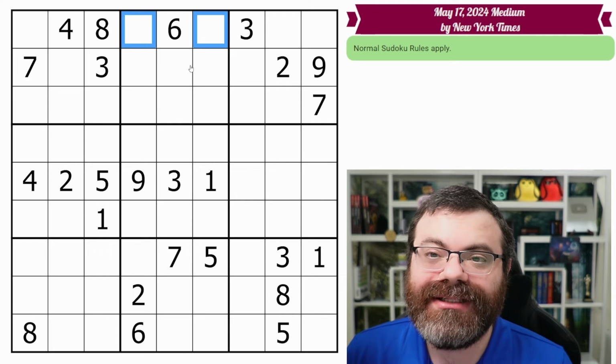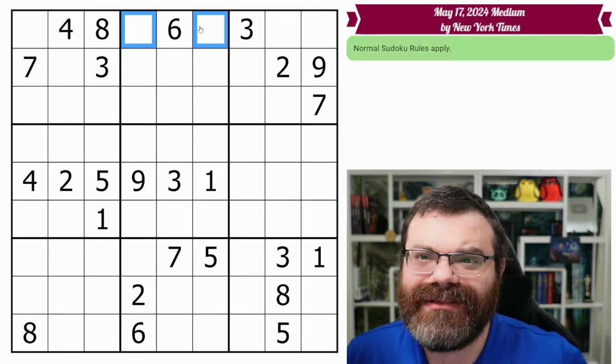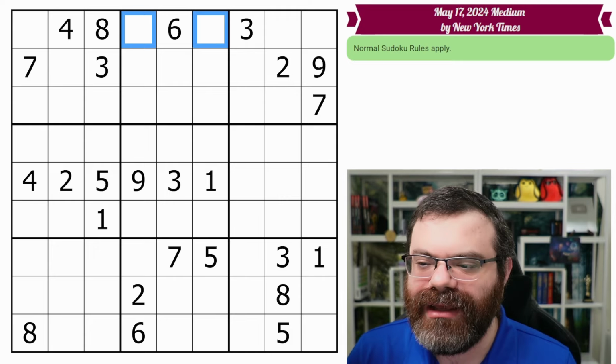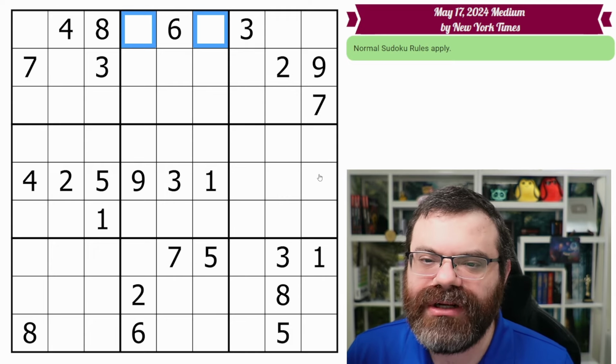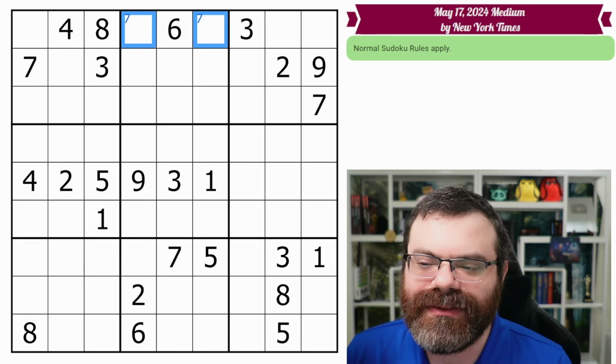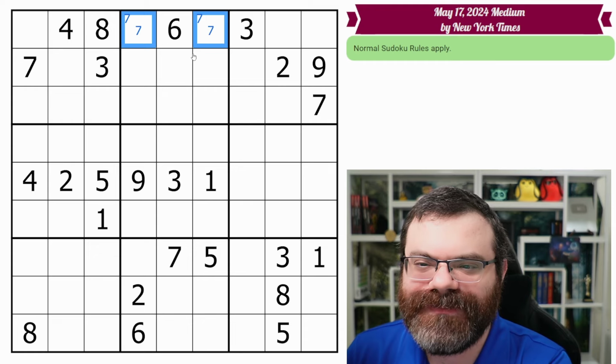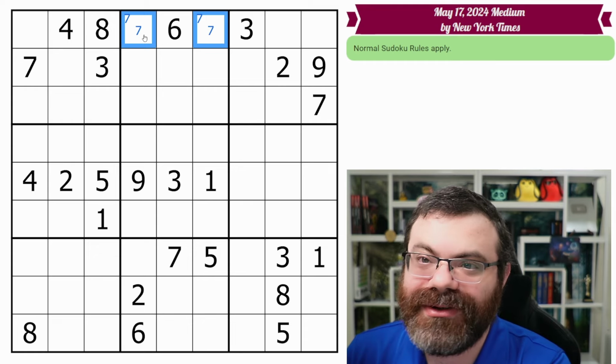Now we can't just guess. Remember I said at the start, we're not going to be guessing. There'd be a 50% chance to be wrong, and that's bad, especially if we're guessing a bunch. What we're going to do is use the corner mark mode to remember that seven goes in one of these two cells. The Sudoku Pad software I have has corner mark and center mark. You can probably guess which is which. The corners go in the corner, the center goes in the center.